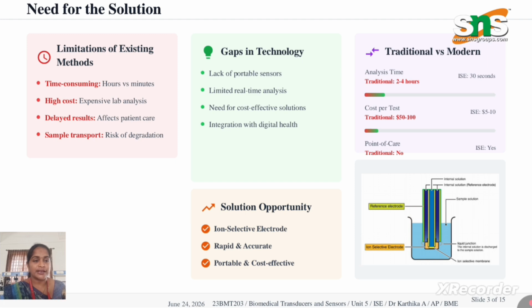Here analysis time is 2 to 4 hours in traditional. In ISE, it is reduced to 30 seconds. Just think, just 30 seconds. Cost per test in traditional is nearly $50 to $100. In ISE, just $5 to $10. Point of care is not available in traditional, but ISE provides a good point of care service. And the solution opportunity is the ion selective electrode, which is rapid, accurate, portable, as well as cost effective.